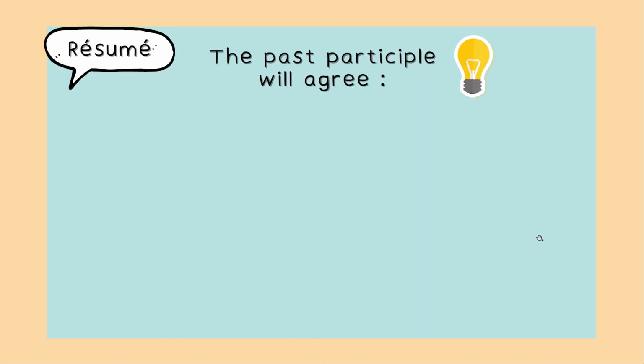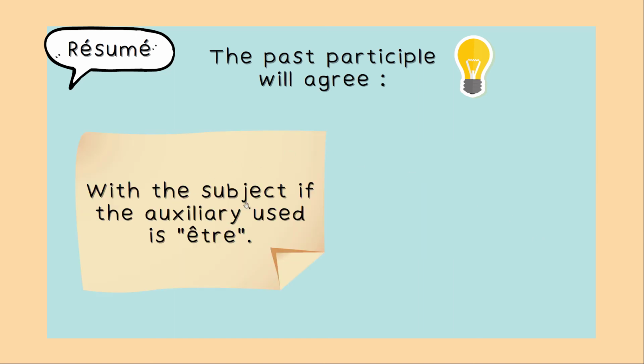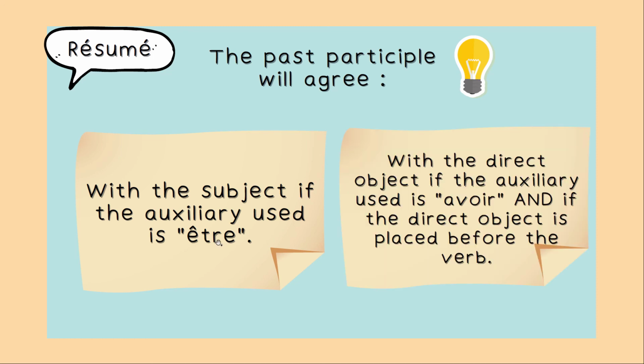Now, remember, the past participle will agree with the subject if the auxiliary used is être. It will agree with the direct object if the auxiliary used is avoir and if the direct object is placed before the verb of that sentence.